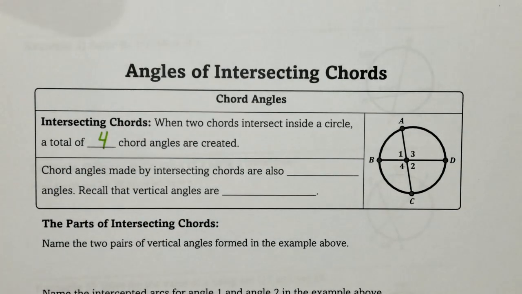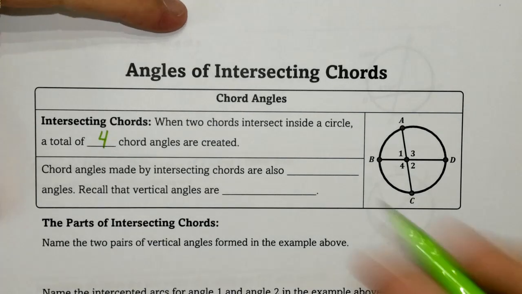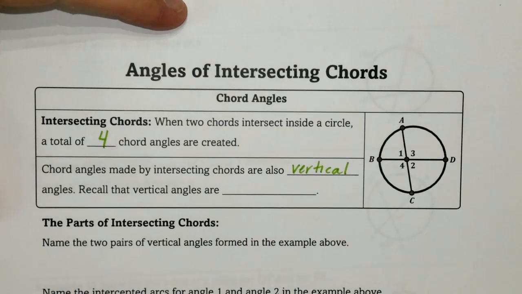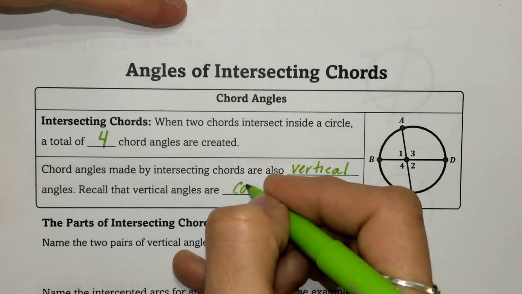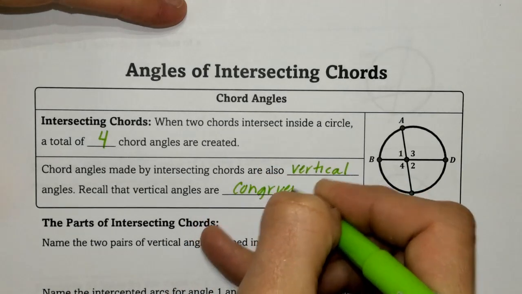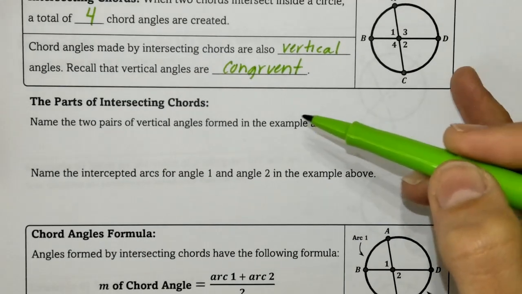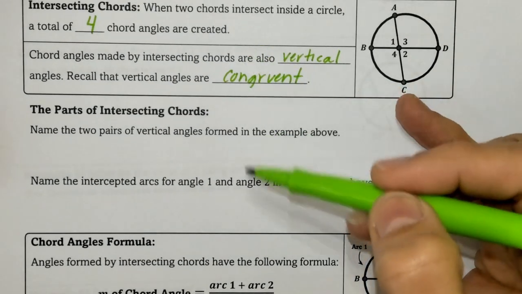Now, chord angles made by intersecting chords are also vertical angles. Recall that vertical angles are congruent. So we take a look over here. We'll talk about the parts of intersecting chords, so we'll go ahead and relay that down here.